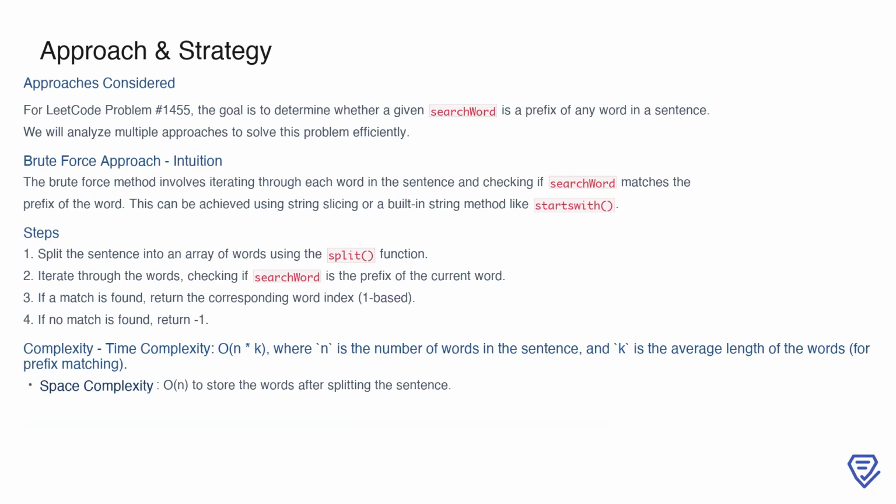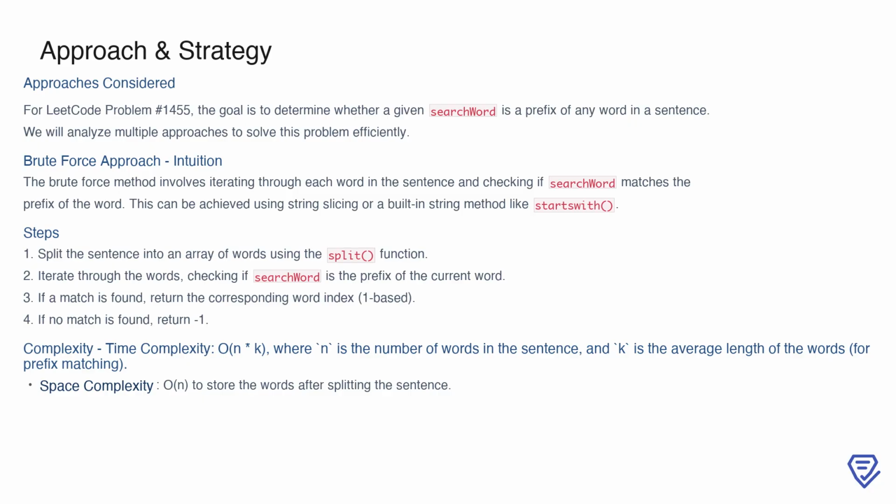To solve LeetCode problem number 1455, we need to determine if a given search word appears as a prefix in any word within a sentence. One straightforward way to approach this is through a brute force method. Here, the intuition is simple. We iterate through each word in the sentence and check if the search word matches the prefix of the word. This can be achieved using Python string slicing or the built-in startswith method.